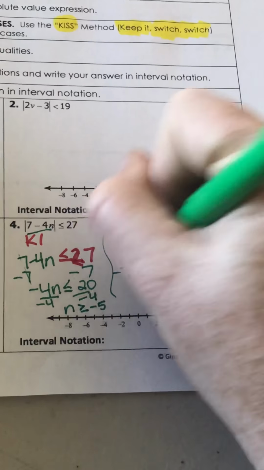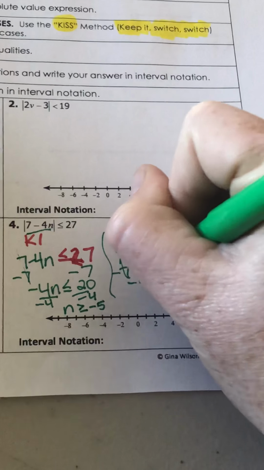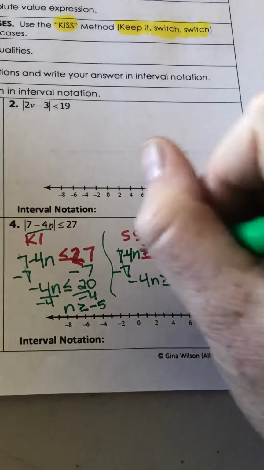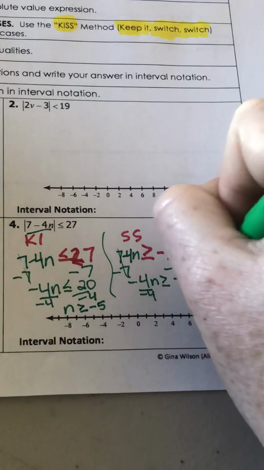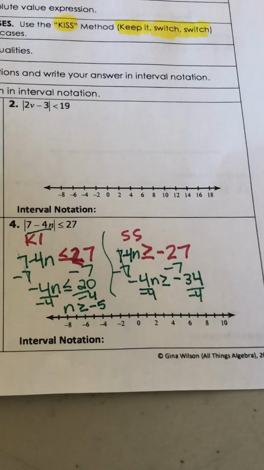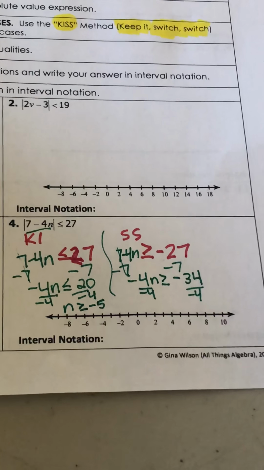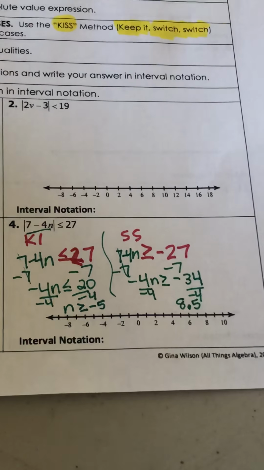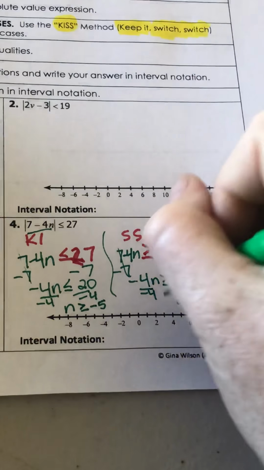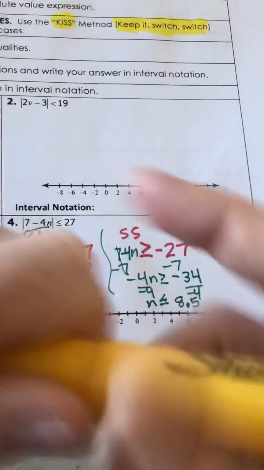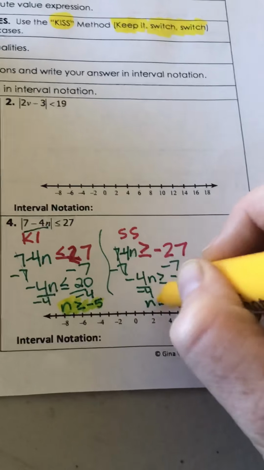All right, then for switch, switch, that case, we have negative 4n is greater than or equal to negative 34. Then divide by negative 4. And if it's a nice decimal, I am going to keep that a decimal, because when we're graphing, it's easier to see 8.5 on the number line than a fraction, right? Okay, our sign needs to change the way it opens because we divided by a negative.